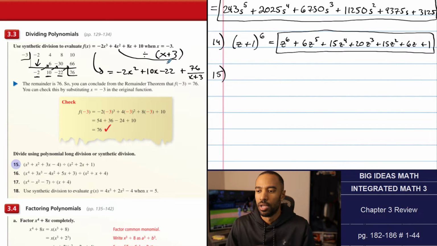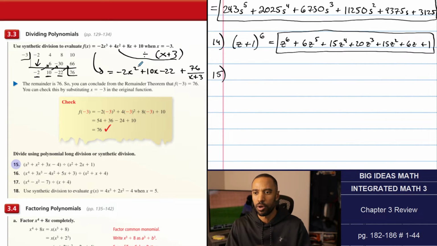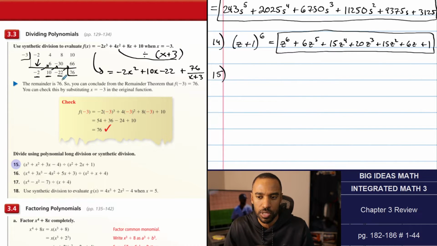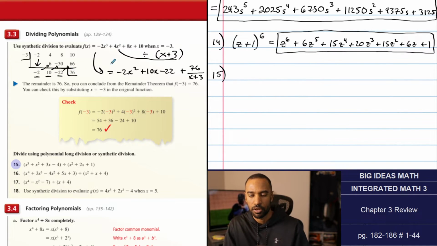Okay. Now, that being said, they said evaluate this when x equals negative 3. The idea is that when you substitute negative 3 into a polynomial, and you multiply everything by x plus 3, hard to explain, but when you substitute negative 3 into here, you're going to be left with the remainder of 76. That's why using synthetic division can assist you on that. You can use synthetic division to determine the remainder, and the remainder is the result.